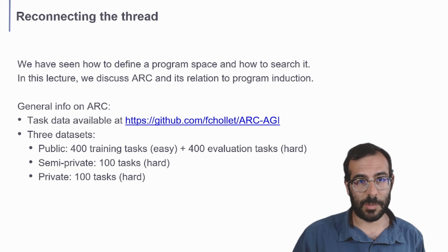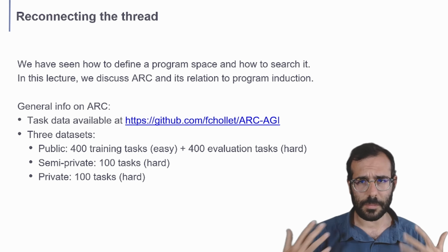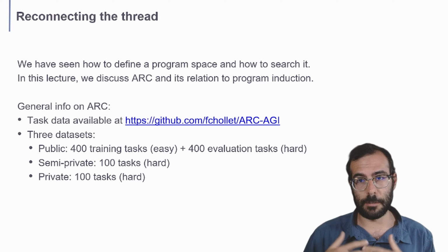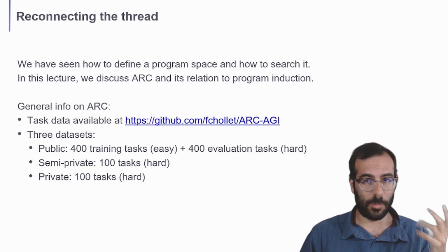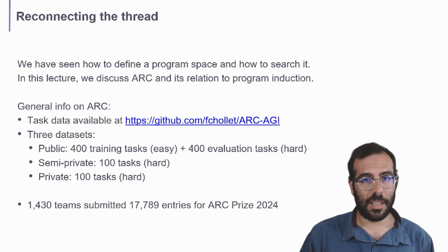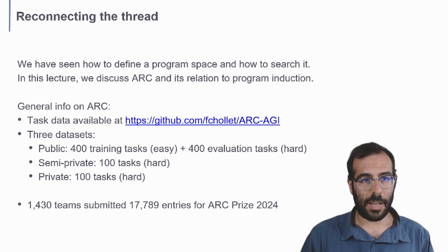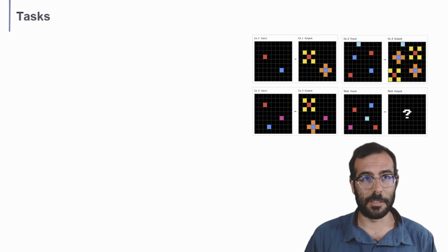The semi-private dataset was introduced, I think, because people really wanted to attempt to solve ARC with systems that go beyond the constraints imposed in the private dataset, and we'll talk about that more in a second. For the 2024 edition of the ARC Prize, 1,430 teams submitted with almost 18,000 entries. So it generated a huge amount of interest, probably partially because of the monetary incentive.